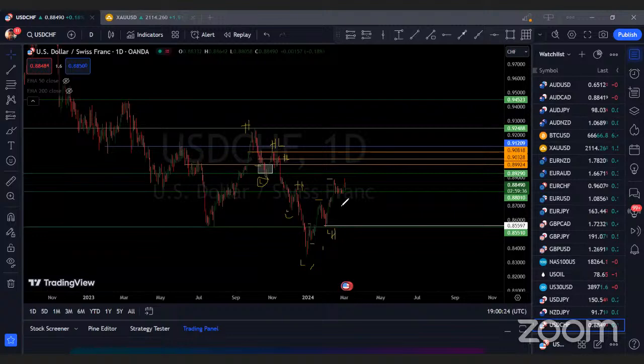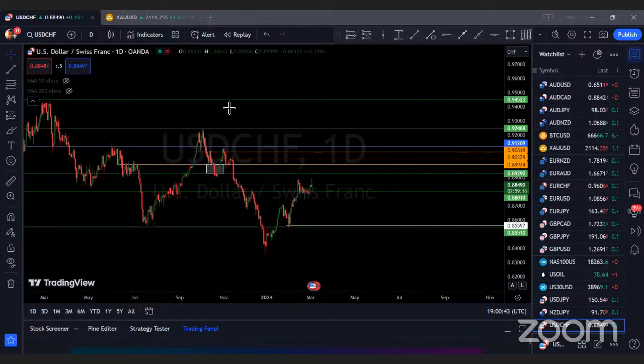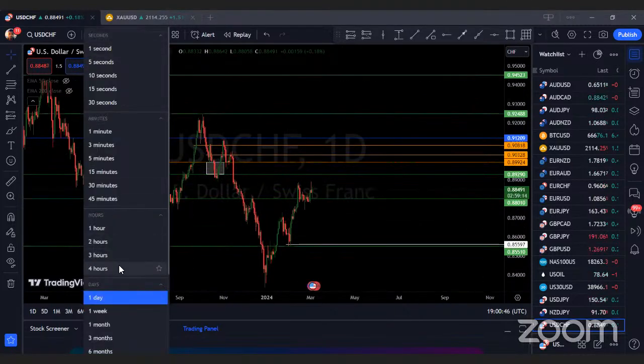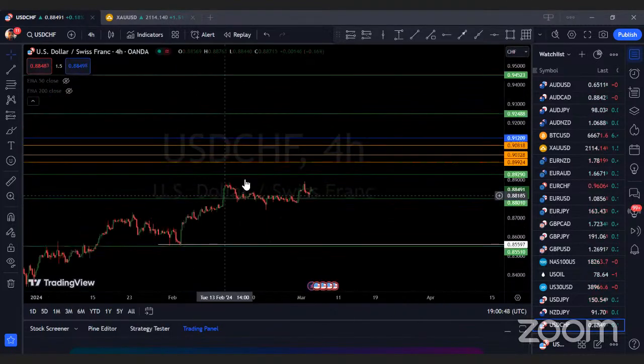You are going to look into this area and see where you need to make your decision. What decision will you make as you are looking at this area right now? And then that is what we are going to zoom out for now. So we now go to the 4H time frame, or 4-hour time frame.